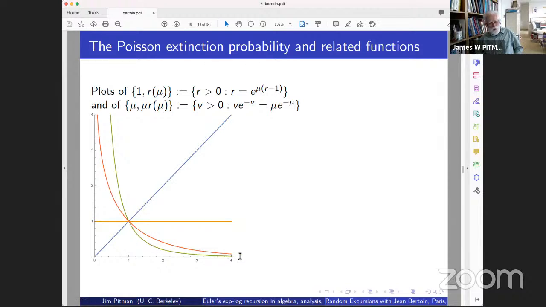this is mu going horizontal, probability going vertical. The minimum of 1 and this R of mu is the Poisson branching extinction probability. When you multiply by mu, you multiply 1 by mu, there's the identity mu, and you multiply the other guy by mu, and you get this curve, which is symmetric across the diagonal. The symmetry is apparent in this formula. And that kind of involution is present in many branching process settings.